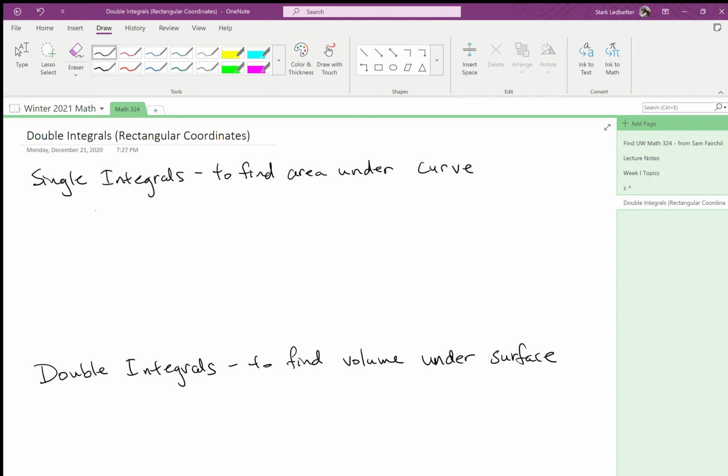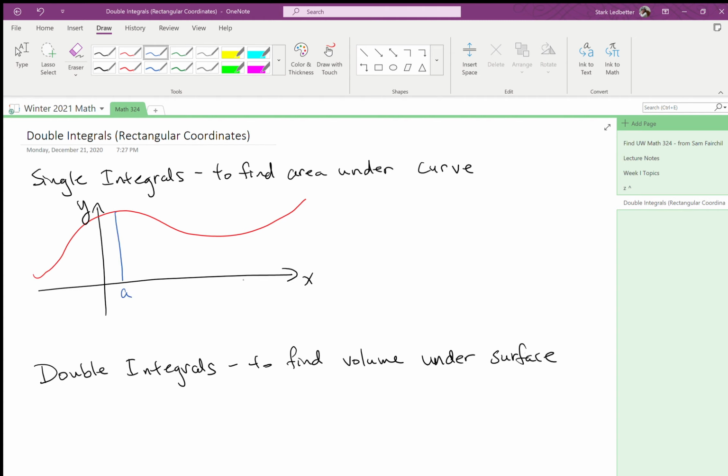So back in 125, or wherever you learned how to do single variable integrals, you had an x and a y axis, you had some curve, and you wanted to go, let's say, from A to B, and you wanted to find the area under the curve. So all this highlighted area. And what we did is we used what we call Riemann integration.